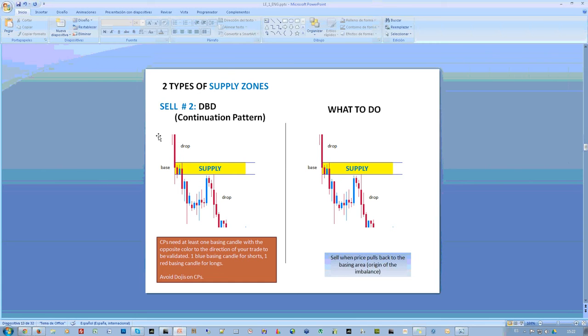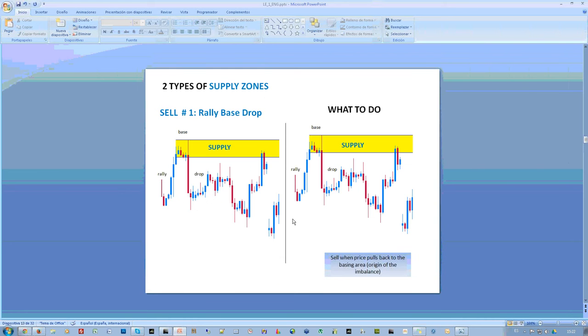The second pattern would be the drop base drop, which we also call a continuation pattern, a CP. As you can see here, this is a drop, an extended range candle. We base for some time, for a couple of candles here, and then we drop again. And what do we have to do here? We have to sell when price retests that area for the first time. We have to sell when it pulls back to that basing area, the origin of the whole imbalance.